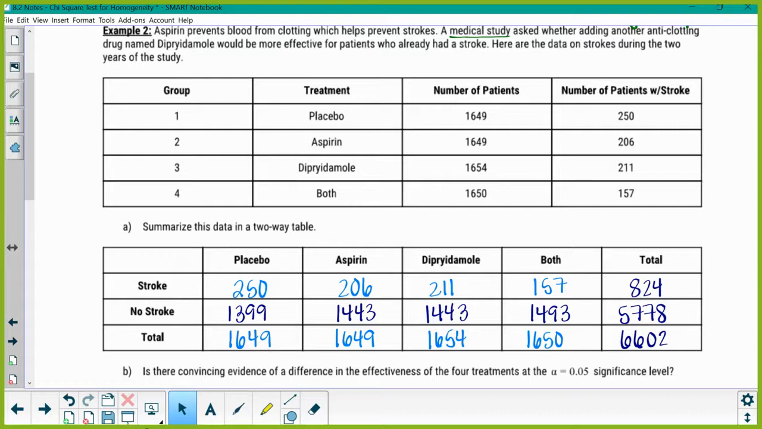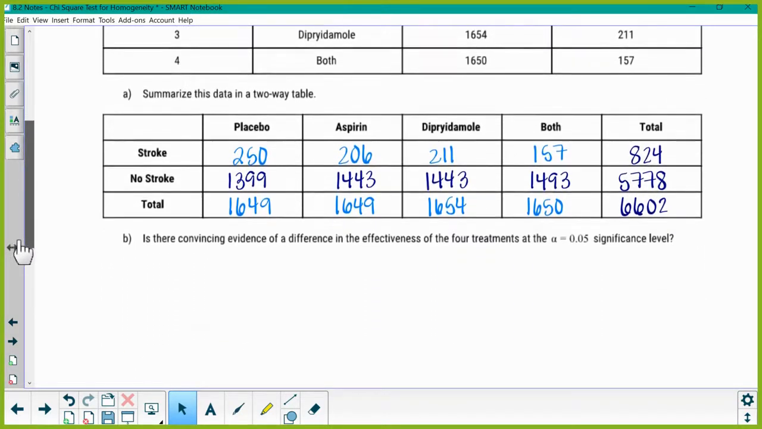And I did go ahead and fill in my totals for stroke, no stroke, and total number of people in the experiment. Total columns aren't always necessary. Really, the only use for them is when you are doing the expected counts by hand. That makes it very easy. If you're going to be doing it solely in your calculator, you don't really have to have total columns because you don't use them for anything other than figuring out expected counts.